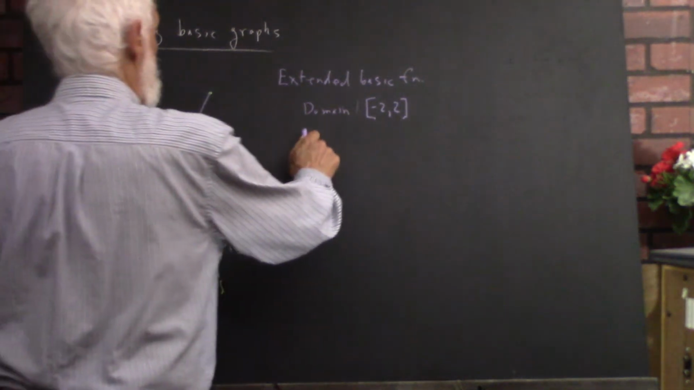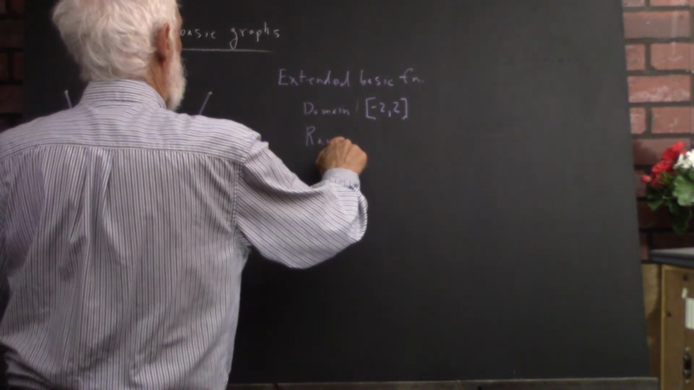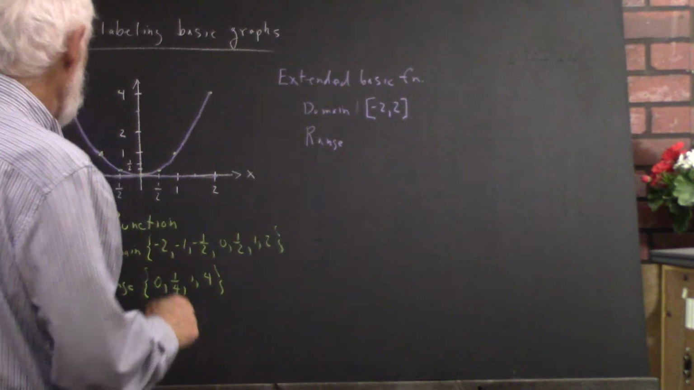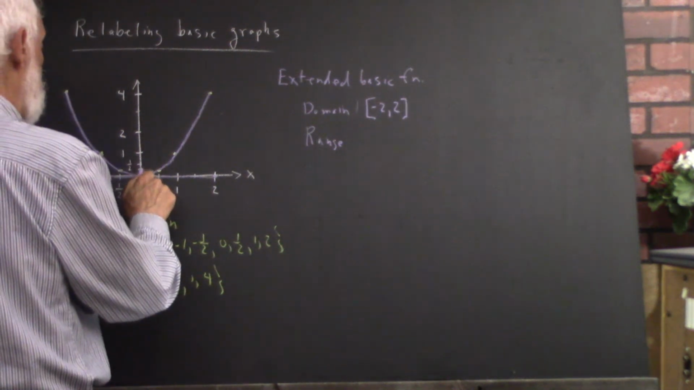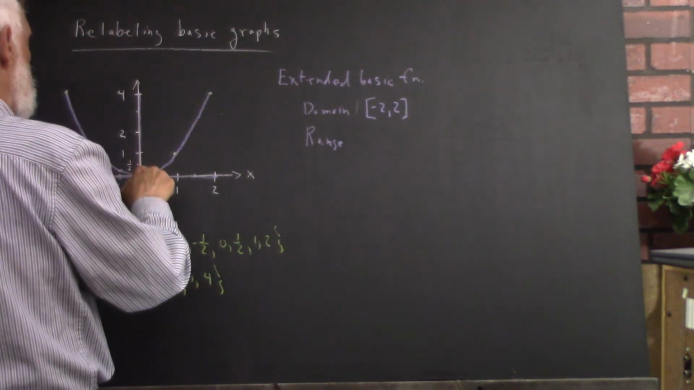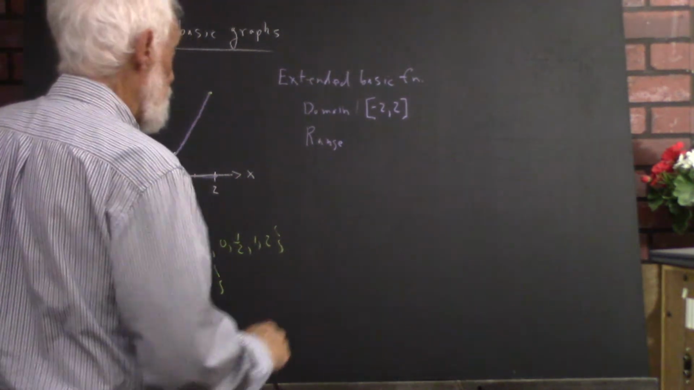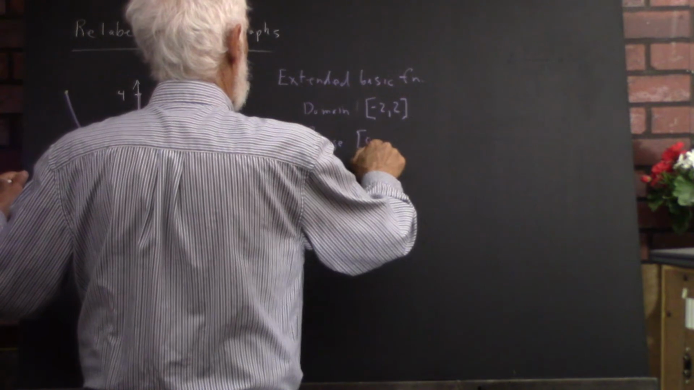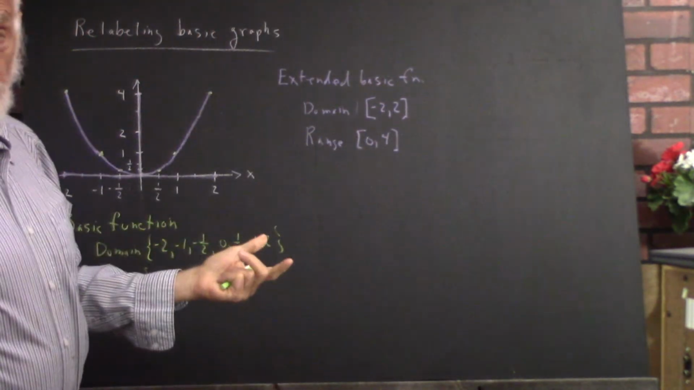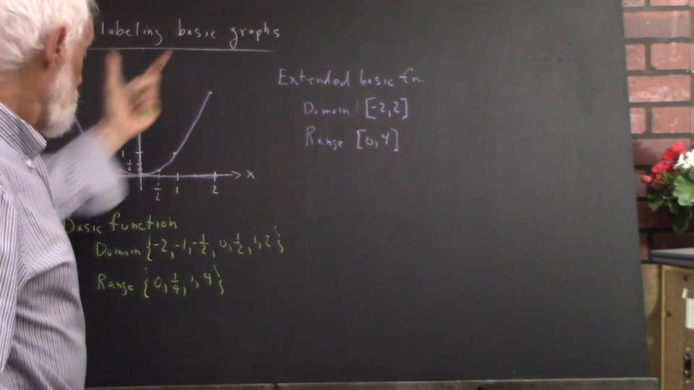The range, well, the range is all the y values. Well, every y value from 0 up through 4, including 4, is in the range. So the range is the interval, closed interval, 0, 4. Okay, well, those are the functions.